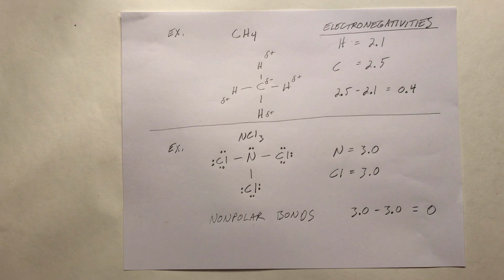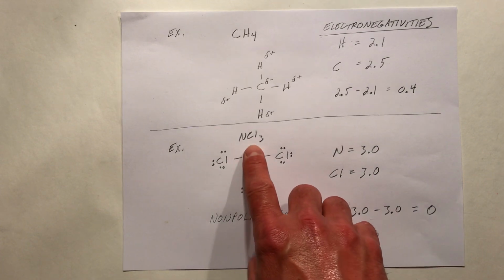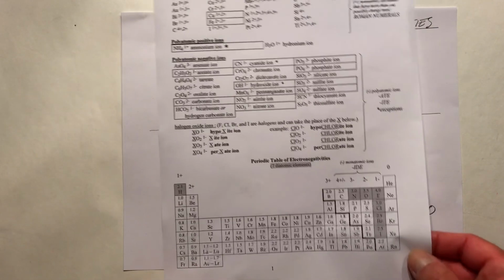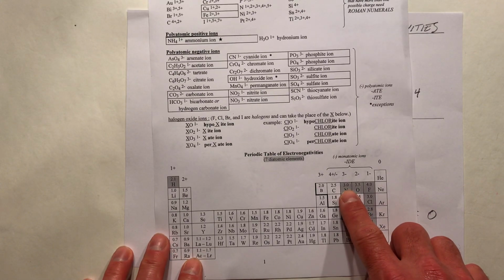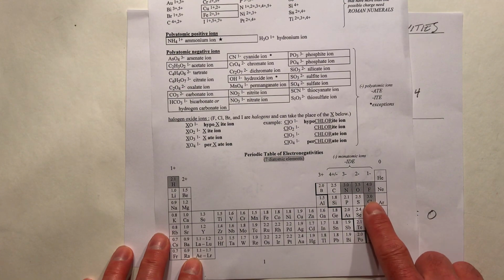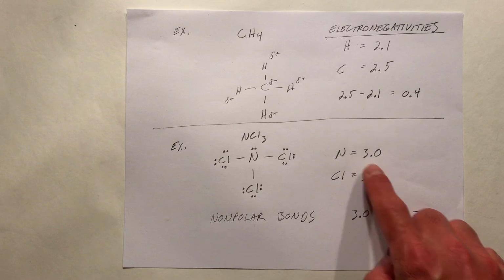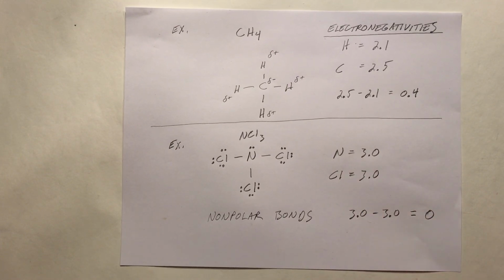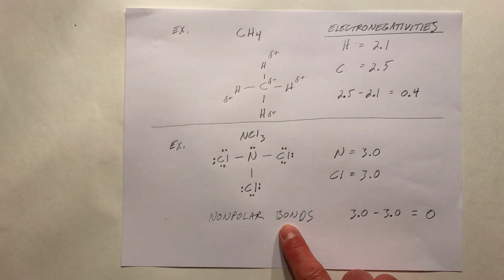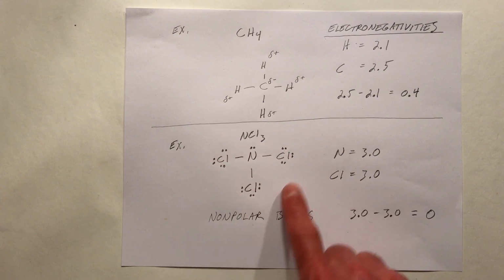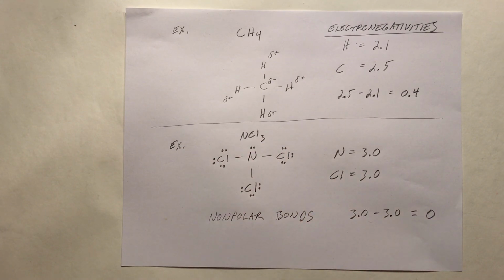Let's take a look at an example where we have nonpolar covalent bonding. Here's one, NCl3. Notice that the electronegativity of N is 3.0, and the electronegativity of Cl is also 3.0. So 3.0 minus 3.0 gives a difference of 0, and 0 electronegativity difference means that we have nonpolar bonds. So that means we assign no delta charges, no delta pluses or delta minuses at all on that kind of molecule.